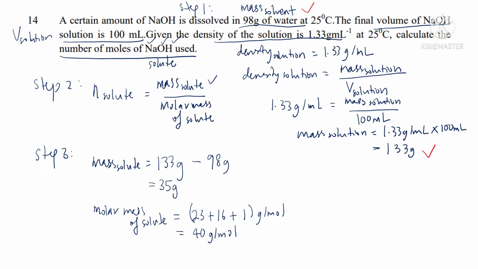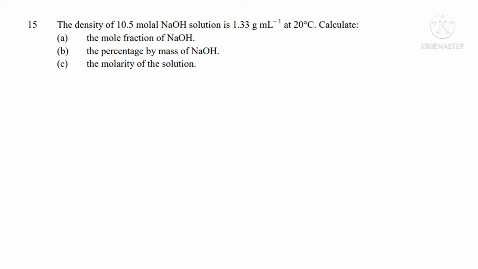With that, then, step number 4, we can substitute what we have. Mass of solute, 35 gram, divided by molar mass of solute, 40 gram per mole, to give us the moles of solute as 0.875 mole.